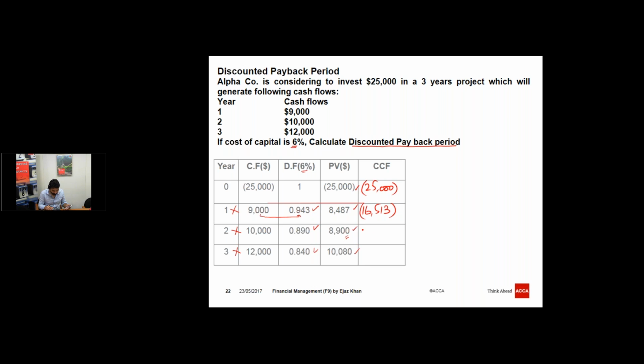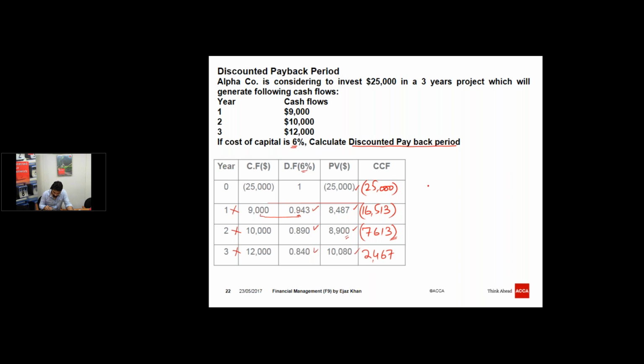Then at the end of the second year, suppose that we have received $8,900. So we will be left with 7,613 negative. And at the end of the third year, if you can see, we have received more than the amount of investment left. That is 10,080. So we'll have a positive cash flow, indicating that we have covered all of our investment. So it's 24,267.